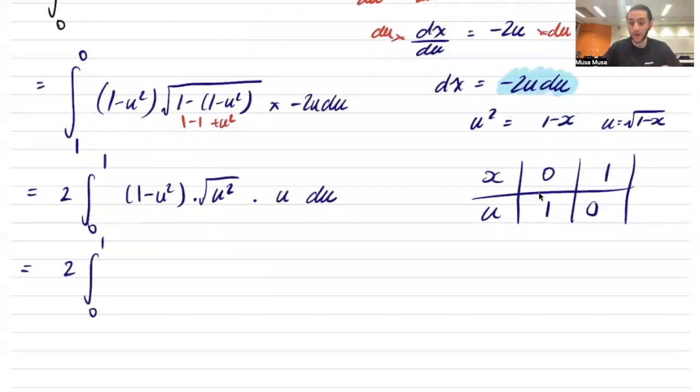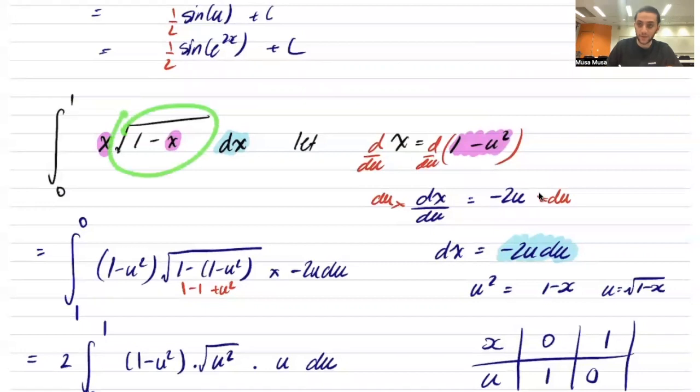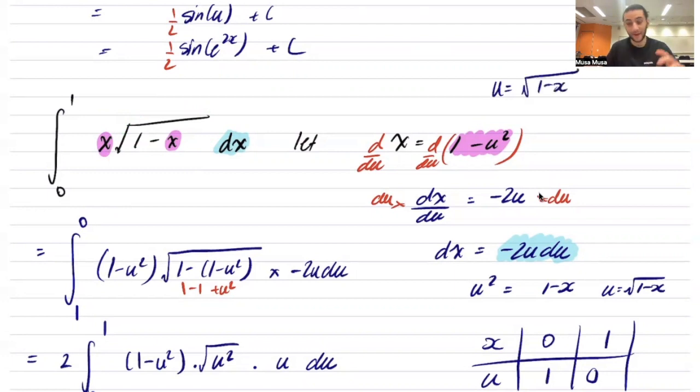Now, this is why I am taking the positive square root. Do you see how my original question came like this? The square root of 1 minus x. Another substitution you could have used is you could have said, let u equal the square root of 1 minus x. That's sort of the same substitution as we've done here, okay?